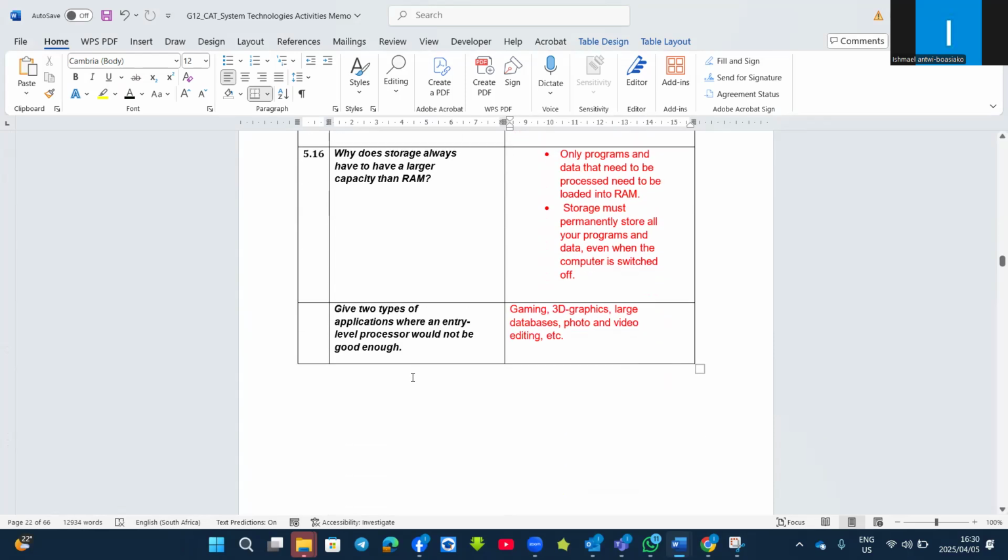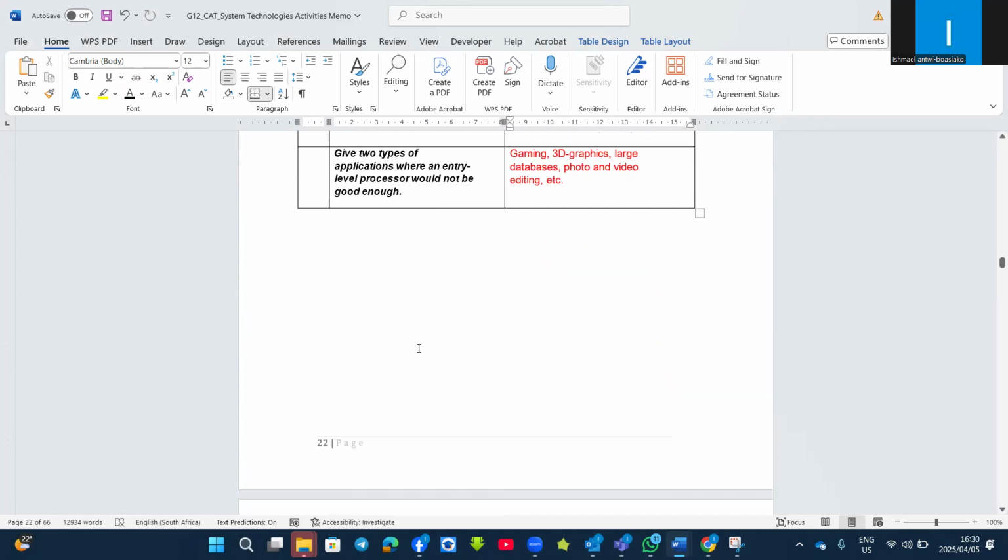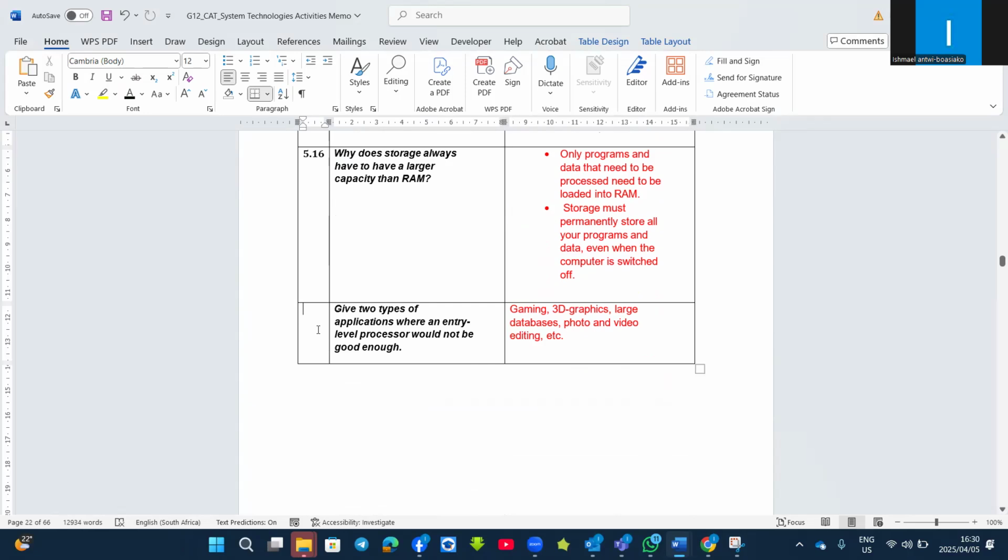Give two types of applications where an entry-level processor will not be enough. Now, when you talk about entry level, that's 5.17. Entry level, that's the basic level computer specification. So two types of applications where entry level will not be good enough. That means computer that needs basic specifications. You can use for games, 3D graphics, large database, photo editing. You cannot use it for basic entry level processor.